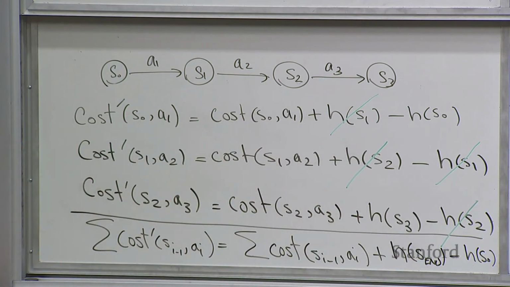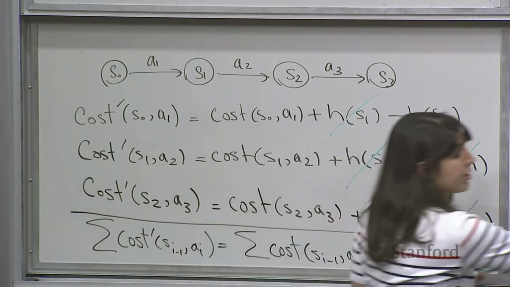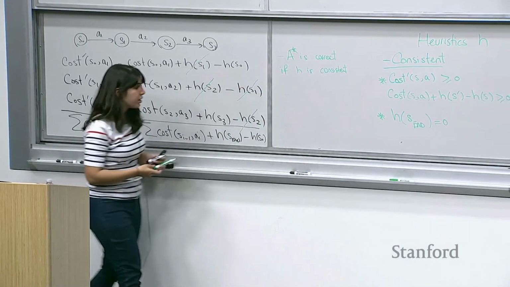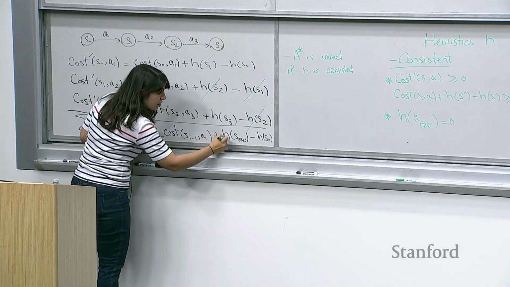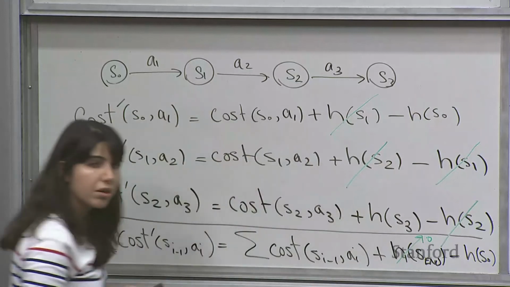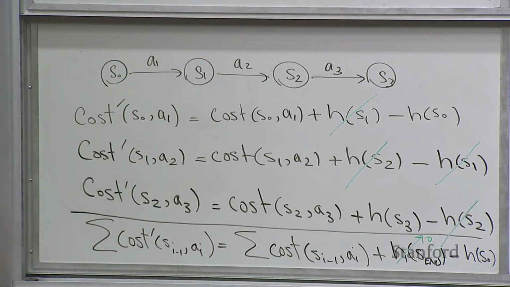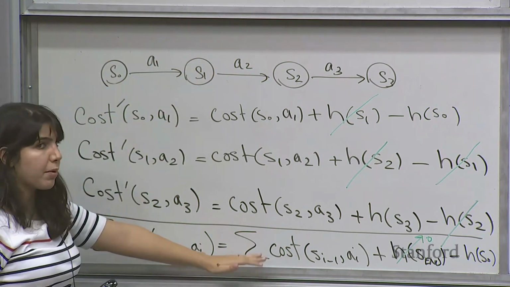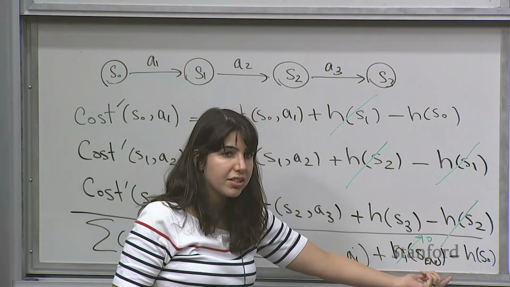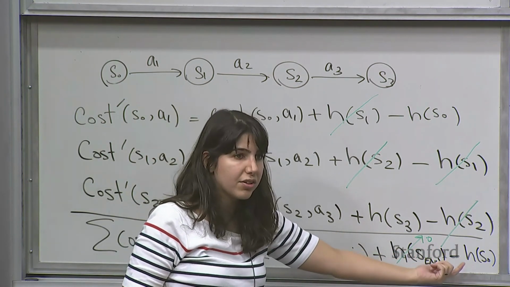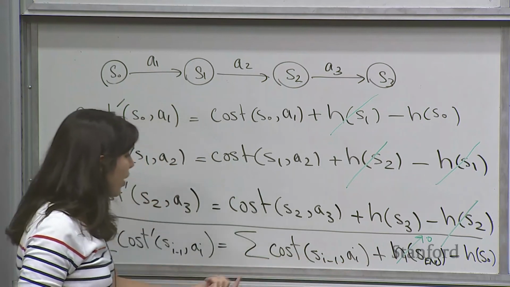I'm saying my heuristic is a consistent heuristic. So what is a property of a consistent heuristic? The heuristic value at S end should be equal to 0. So this guy is also equal to 0. So what I end up with is, if I look at a path with the new cost, the sum of the new cost is just equal to the sum of the old cost minus some constant. And this constant is just the heuristic value at S0. Okay? So why is this important?